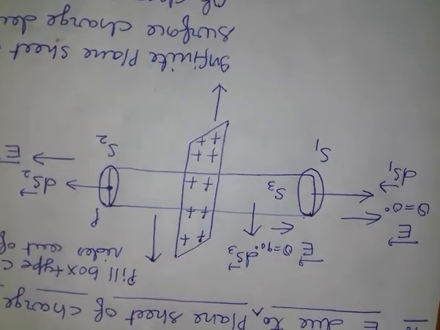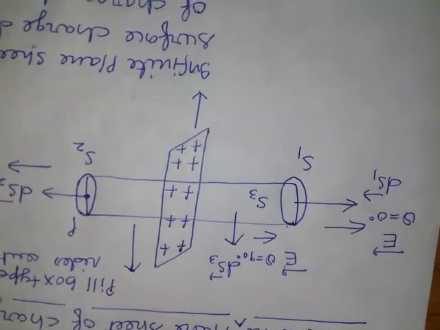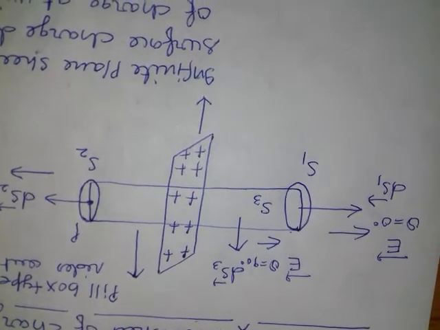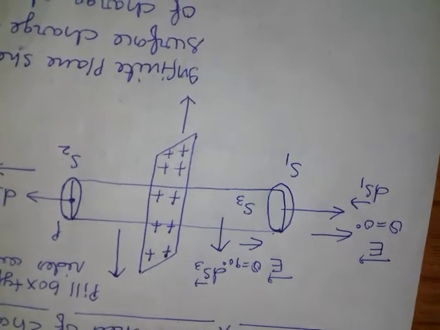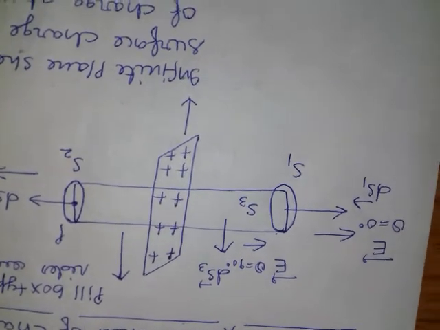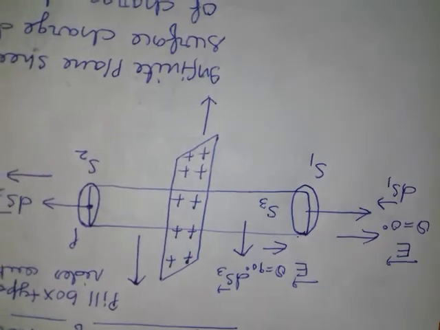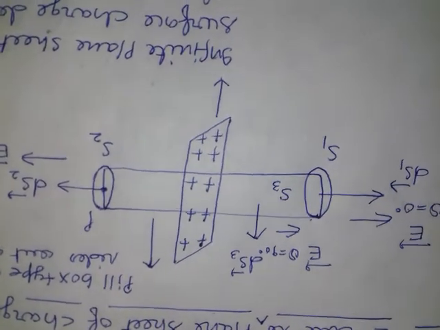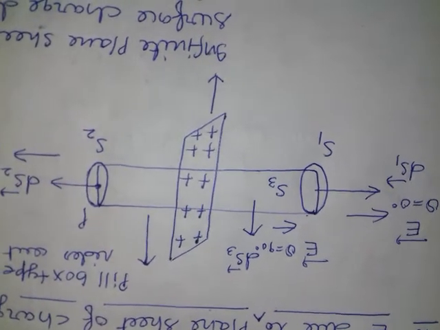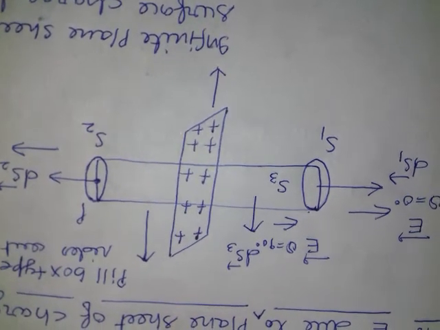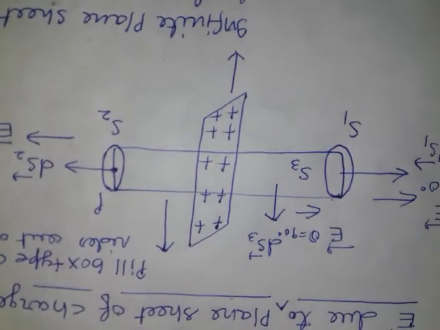Again, you can see this pillbox type Gaussian surface has three surfaces, S1, S3 and S2. The electric field for S1 and S2 is along the direction of the area vectors ds1 and ds2, but the electric field and the area vector of ds3 are mutually perpendicular to each other. You can see in the diagram.